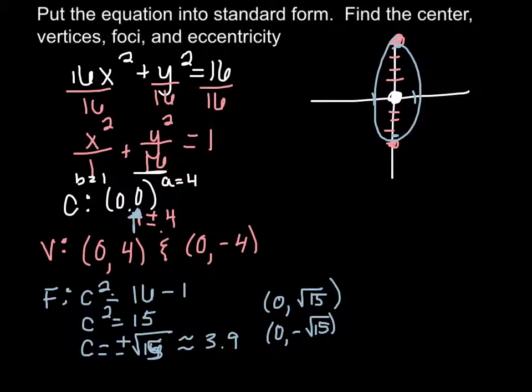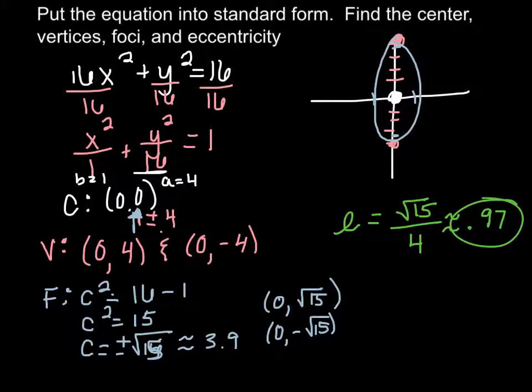So there's my ellipse. Let's find the eccentricity, which is rad 15 over a, which is 4. When I simplify that, I get 0.97, which is my eccentricity, which I can state means the ellipse is more elongated than it is circular.